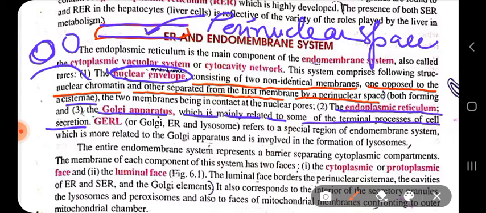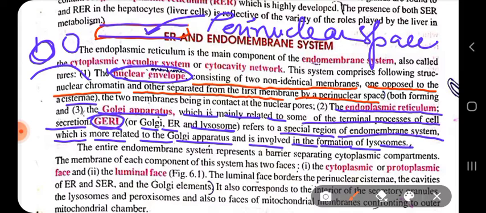Then there is the GERL, where G refers to the Golgi apparatus, ER refers to the endoplasmic reticulum, and L refers to the lysosome. They also form a special region of the endomembrane system which is more related to the Golgi apparatus and involved in the formation of lysosomes.